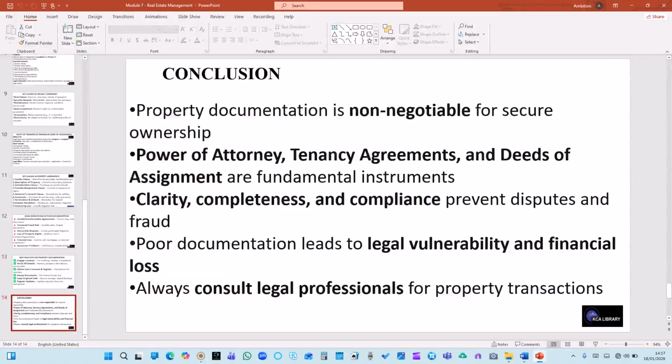In conclusion, property documentation is non-negotiable for secure ownership. Power of attorney, tenancy agreement, and deeds of assignment are fundamental instruments. Clarity, completeness, and compliance prevent dispute and fraud. Poor documentation leads to legal vulnerability and financial loss. Always consult legal professionals for property transactions.